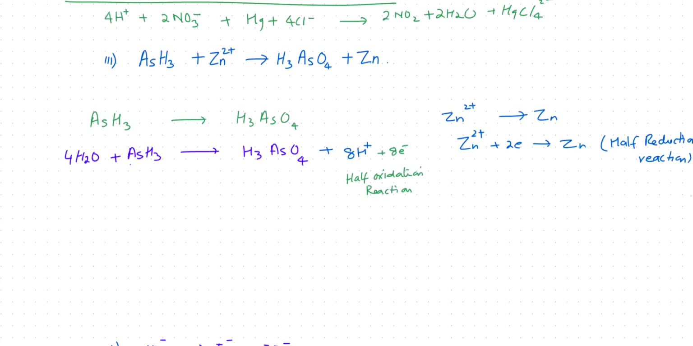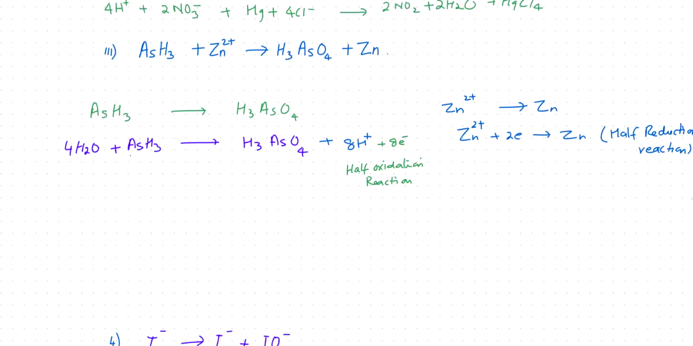So now we have here zinc 2 plus 2 electrons gives zinc atom. So now we have 8 electrons here, 2 electrons here. There should be no electron in the final equation. So to make it 8, what number you multiply by? 4. 4 times 2 is 8. So this whole equation is multiplied by 4. So we get 4 zinc ions plus 8 electrons gives 4 zinc atom.